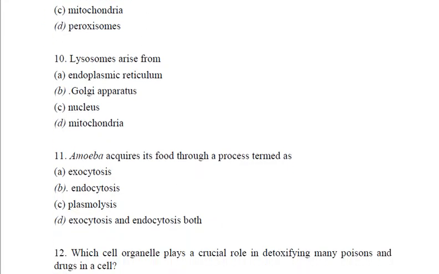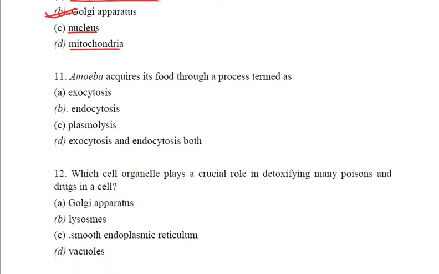The 10th question says that the lysosomes arise from... It is the function of Golgi apparatus or the Golgi bodies which help in the production of lysosomes. Endoplasmic reticulum, whether it is SER or RER, helps in the process of manufacturing of lipids and proteins. Nucleus, the brain of the cells, does control and coordination. Mitochondria, energy liberation. It is the Golgi apparatus which helps in the synthesis of lysosomes. Okay.